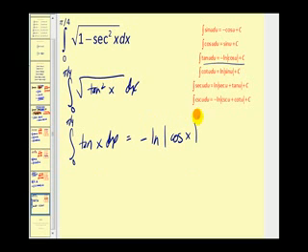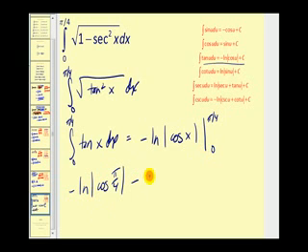Now remember, this is a definite integral, so we do have to evaluate the antiderivative at the upper and lower limits. So we'll have negative natural log absolute value of cosine pi over 4 minus negative natural log absolute value of cosine 0.